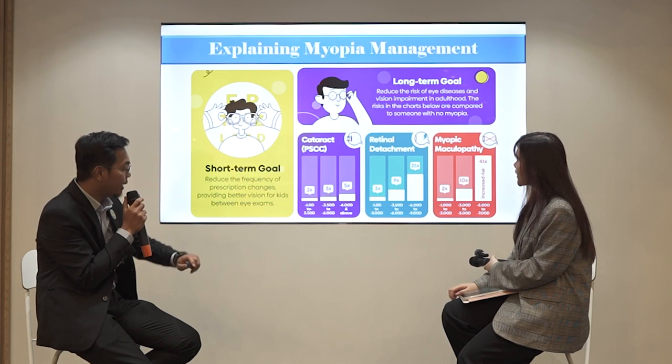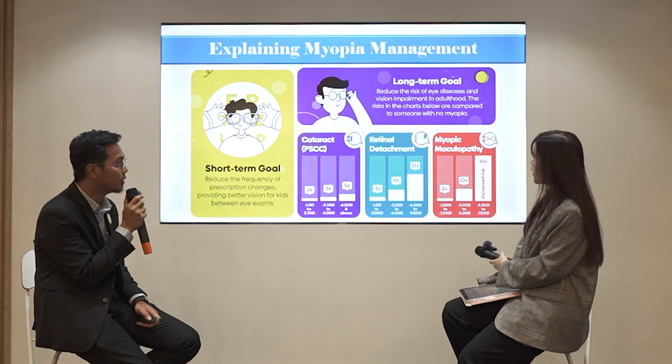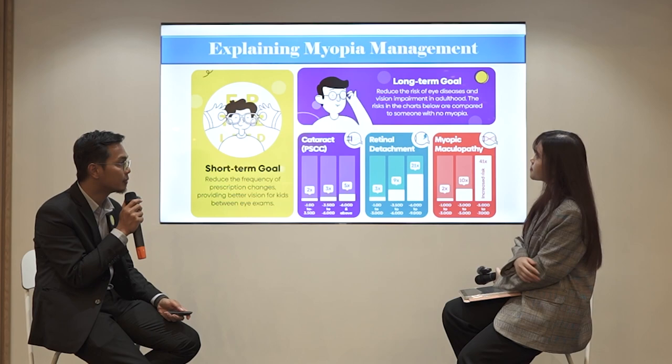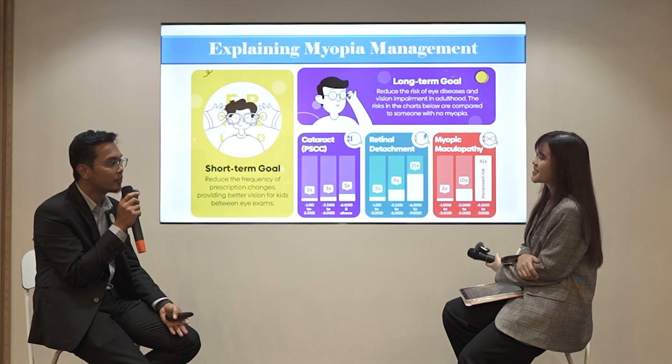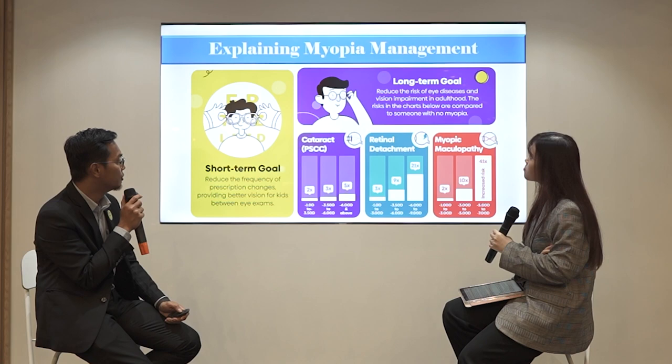And last is myopic maculopathy. This is the degeneration that happens to the eye because of myopia. So this is why we need to manage it properly so that when they are adults, at 18 years old, 20 years old, their eyes are still healthy. We don't want the kids wearing spectacles at 8 years old, 7 years old, then after finishing university or school, something happens to the eyes, they cannot manage themselves. They cannot find work because of this problem. So we have to control it before it's too late.